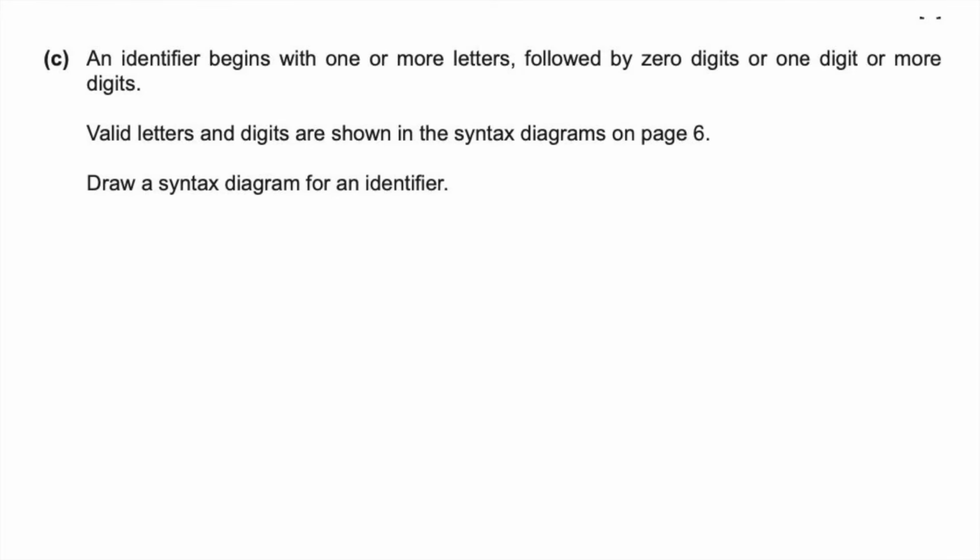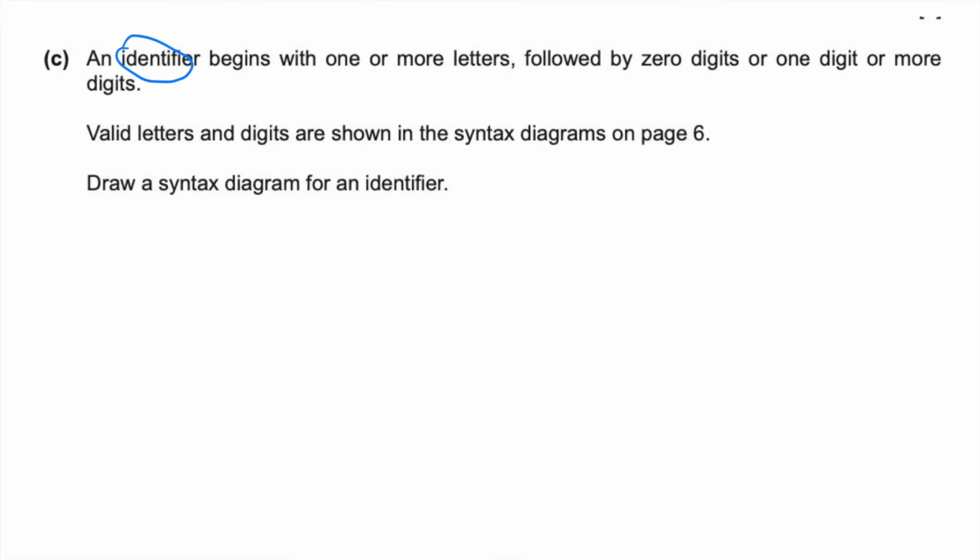It says an identifier begins with 1 or more letters followed by 0 digits or 1 digit or more digits. Valid letters and digits are shown in the syntax diagram on page 6. Draw a syntax diagram for an identifier. So previously we were trying to identify a password. This is going to be an identifier, which may be like a function name or some sort of variable name or anything that identifies a particular piece of data in a program.